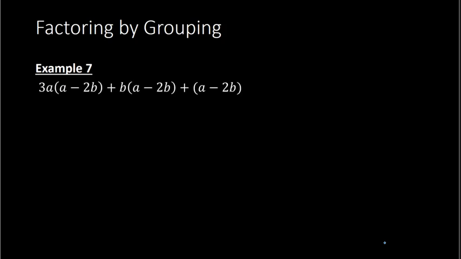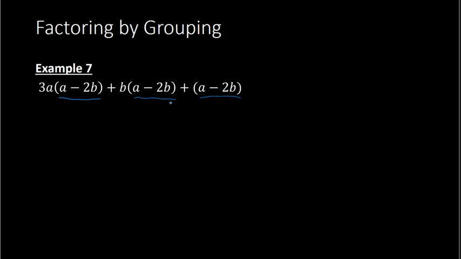If we wanted, we could also have more than 2 terms. So here we see 3 different terms altogether. So 3a times a minus 2b plus b times a minus 2b plus a minus 2b. So notice they all have a minus 2b in common.